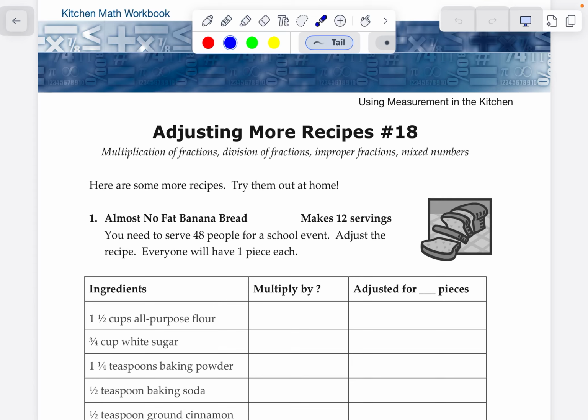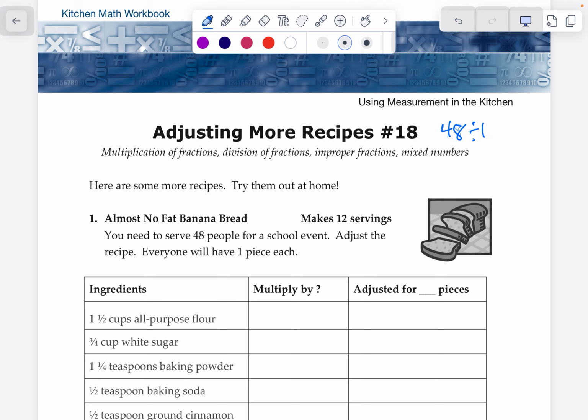So it's very important that you keep these measurements as fractions as we're adjusting these recipes. So in this one, it says, here are some recipes. The recipe makes 12. So you always look how much does the recipe serve. And then in this case, it's 48 people. So how many times does 12 go into 48? 4 times. So 48 divided by 12 is 4.